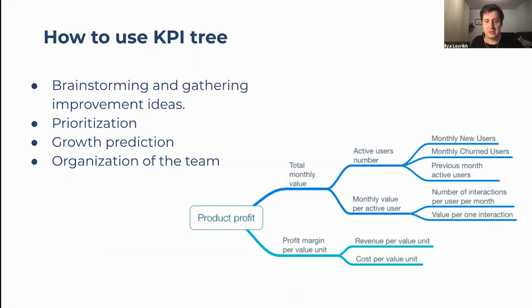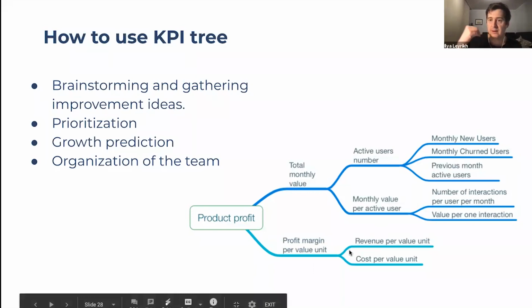Second thing is prioritization. Often you don't have a problem of not having good ideas of what to do, but you have too many of those good ideas and you would want to select one or two, the most impactful ones, and focus as much effort and resources on those ones. Having the tree helps you.